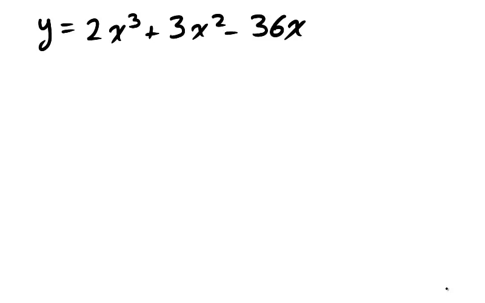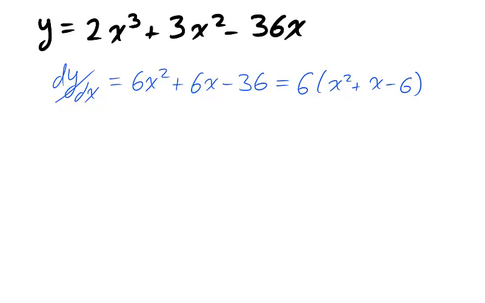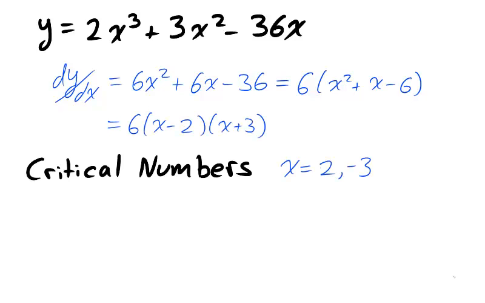Take for example the polynomial 2x cubed plus 3x squared minus 36x. We begin by finding the critical numbers of the polynomial, taking the first derivative, and simplifying it. The derivative of this function is a polynomial, which is continuous everywhere. Therefore, by the intermediate value theorem, the only values where the derivative changes signs are the zeros of the polynomial, x equals 2 and x equals negative 3.